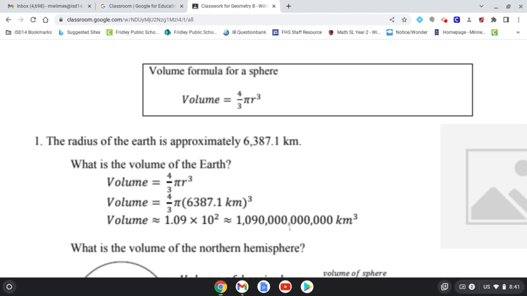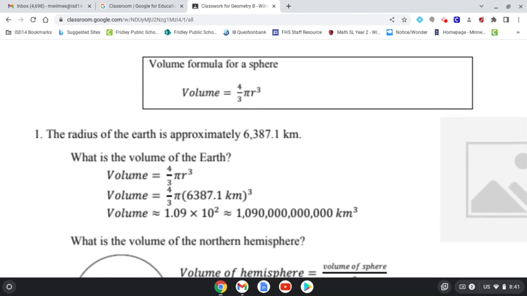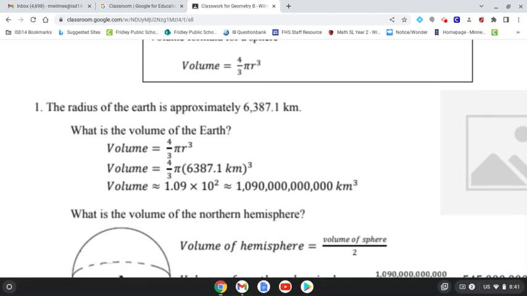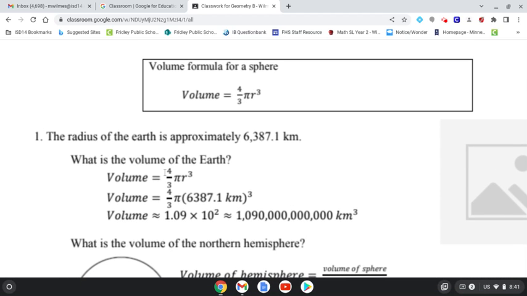So 1,000, million, billion, trillion. So like 1,090,000,000,000 kilometers. And our units for this are kilometers cubed because we're talking about volume. Usually our numbers won't be so big. So that's it. You just take the radius and you plug it into that formula.